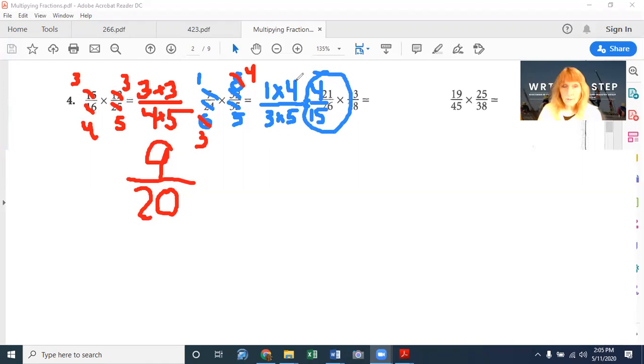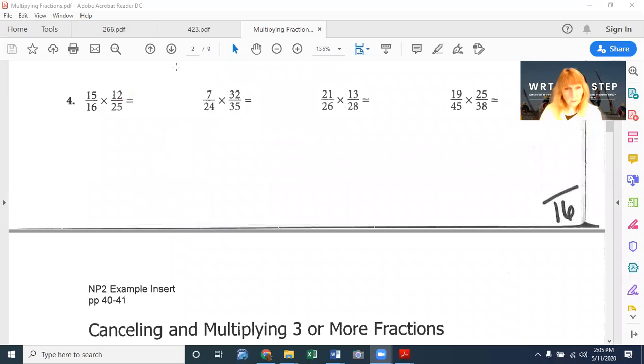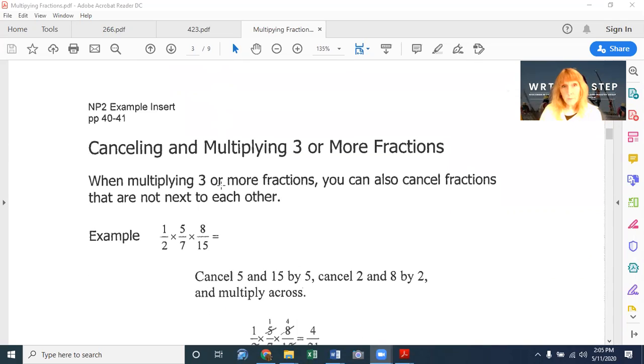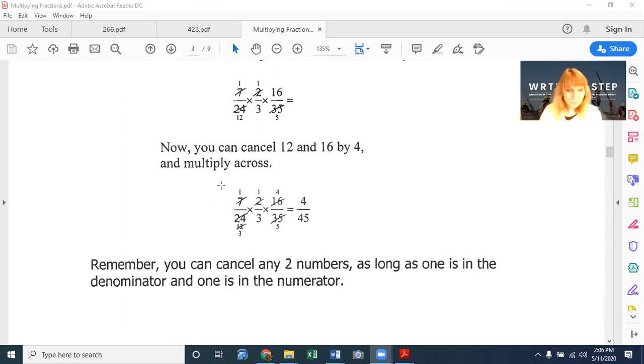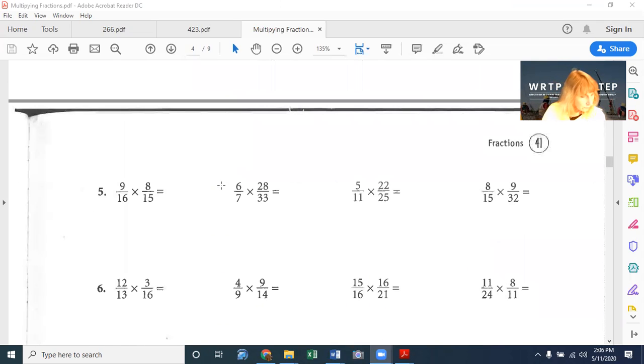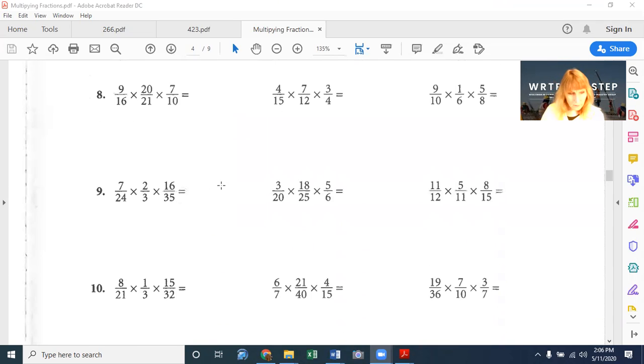So canceling is definitely helpful for being able to multiply without having such huge numbers. So I encourage you at home to give that a try. Let's go on to the next set here. There's also an example in your packet of how to do the canceling if you want more detail on that. Let's go on to row 10.